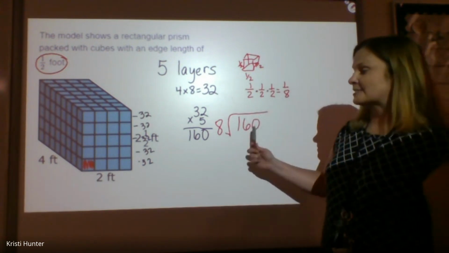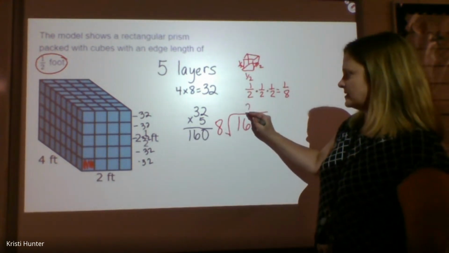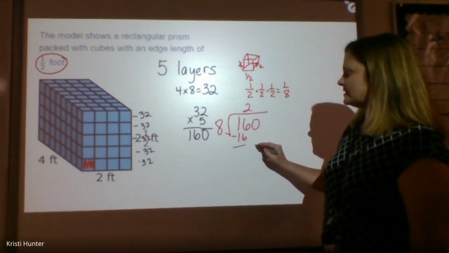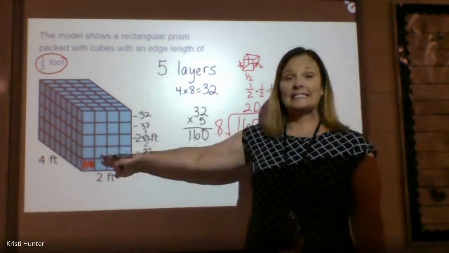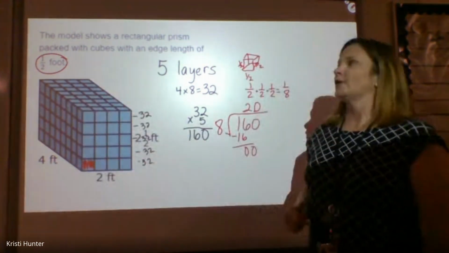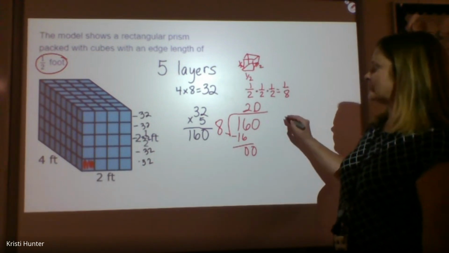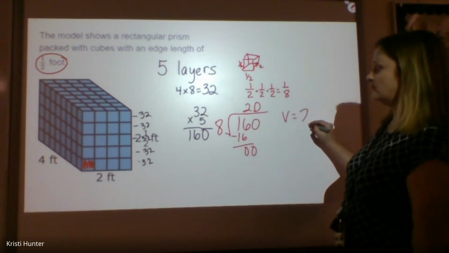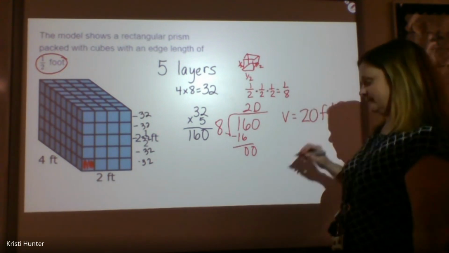So when I take this 160, my total number of cubes, divide it into 8 pieces, I'm going to find out that this particular blue 3-dimensional rectangular prism has a volume of 20 feet squared.